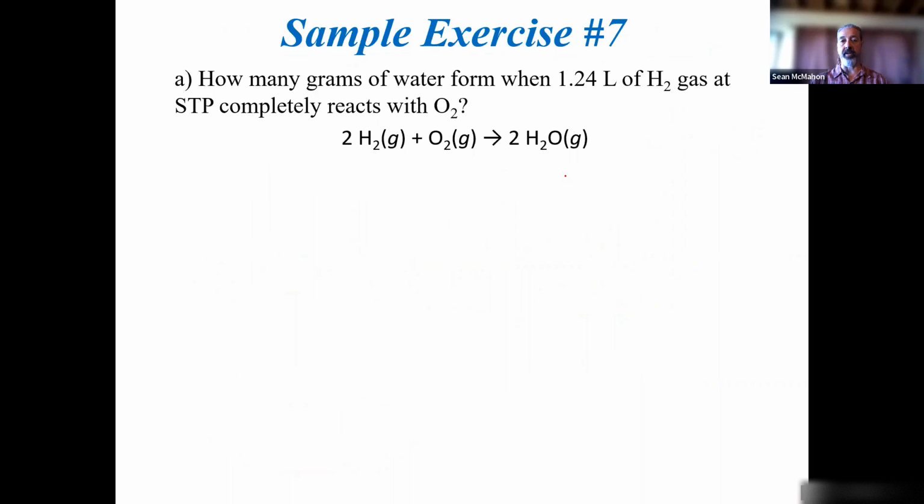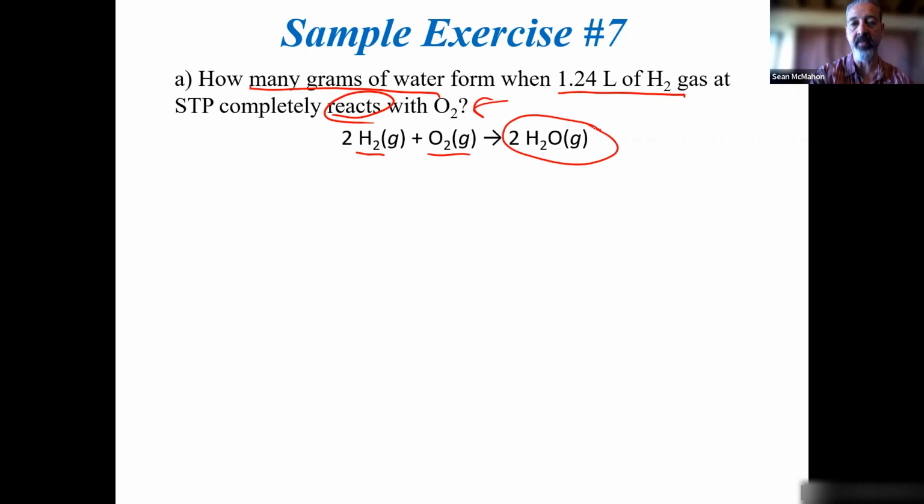How many grams of water form when I have 1.24 liters of hydrogen gas at STP? How do I know that this is stoichiometry? I'm given a certain amount of a substance, and I want an amount of another substance in a reaction. So I'm given 1.24 liters of hydrogen gas. I know it reacts with O2, they tell me that, and it produces water. So this is another combination or synthesis, two things combining to form one. But now I want grams. So what are the steps?